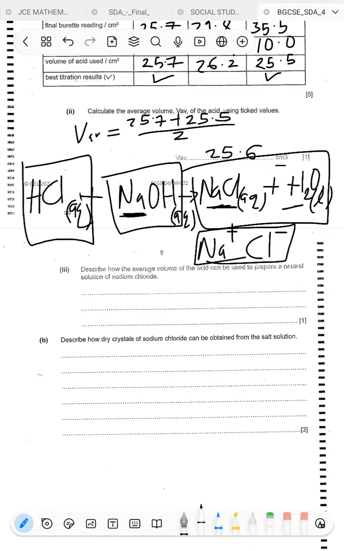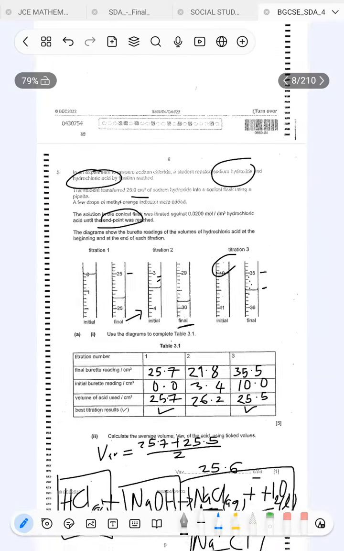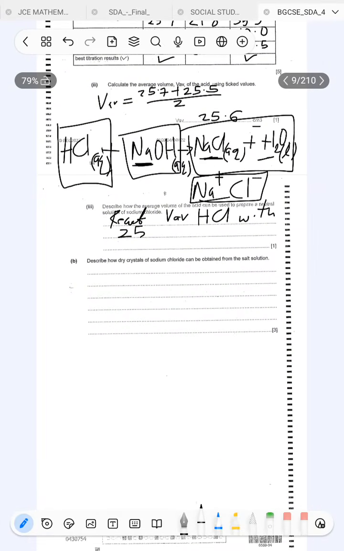Now let's answer the question. Describe how the average volume of acid can be used to prepare a neutral solution of sodium chloride. So you react this average volume of the acid, HCl, with what volume of the base or the alkali did we use? We used 25.0 cubic centimeters.